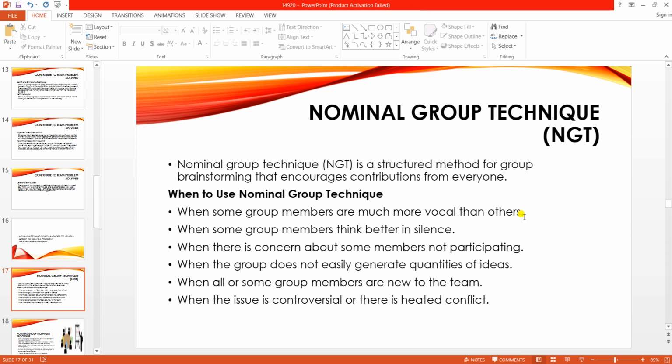where there are problems encountered. So when to use the nominal group technique: when some group members are much more vocal than others, when some group members think better in silence, when there is concern about some members not participating, when the group does not easily generate quality ideas, when all or some group members are new to the team, and when the issue is controversial or there is heated conflict. So this is a technique that you can use in order to encourage contributions from everyone.